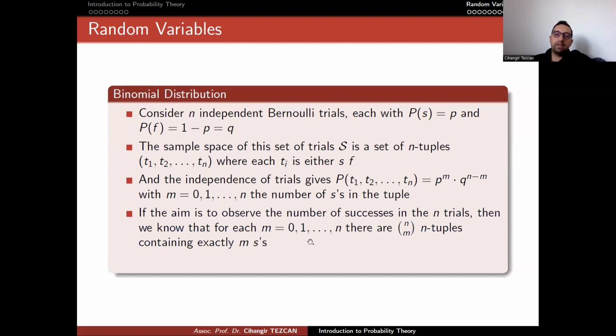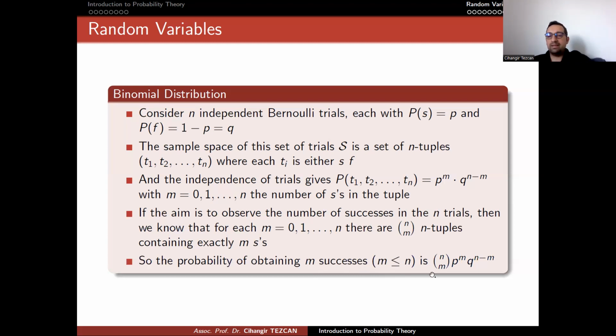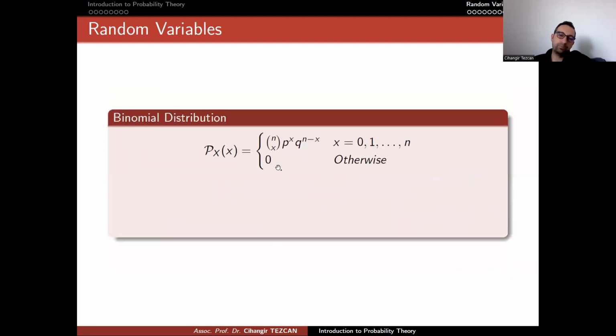If the aim is to observe the number of successes in the n trials, then we know that for each m equal to 0 to n, there are n choose m tuples containing exactly m successes. So the probability of obtaining m successes, m less than or equal to n, is n choose m multiplied by p to the power m times q to the power n minus m. So all of these are coming from the definition. We are just trying to see what happens if we repeat a Bernoulli trial n many times. So this is your probability density function.